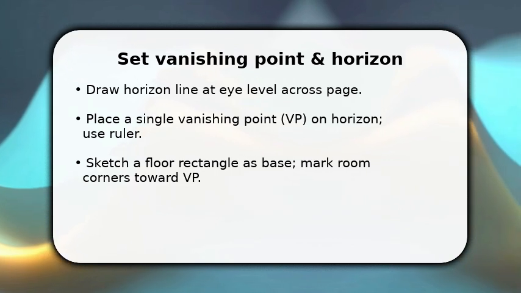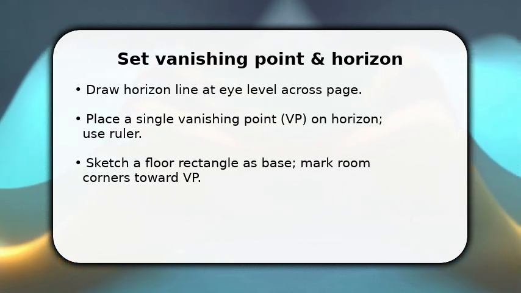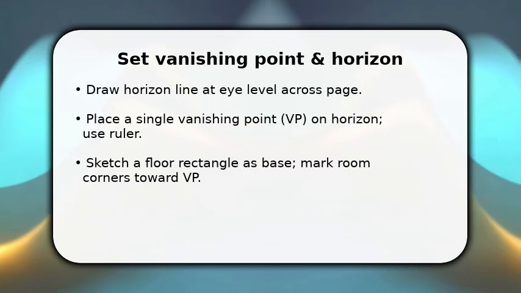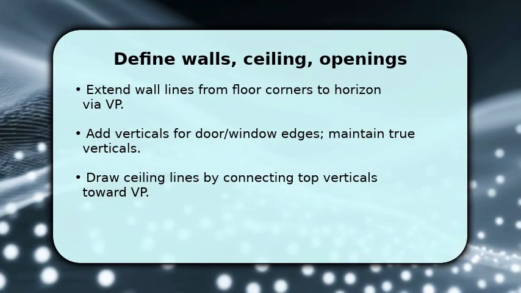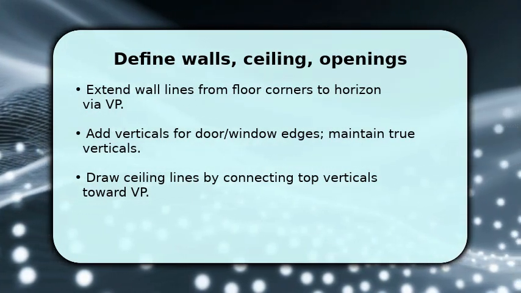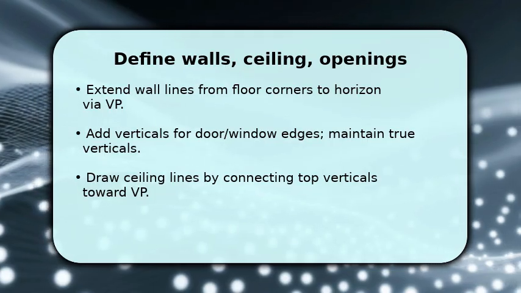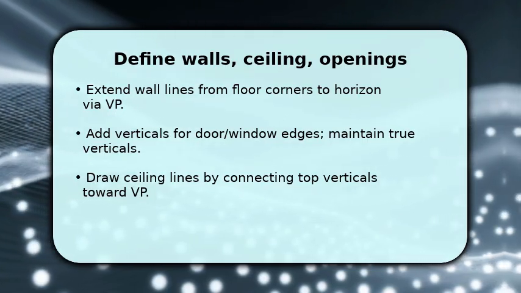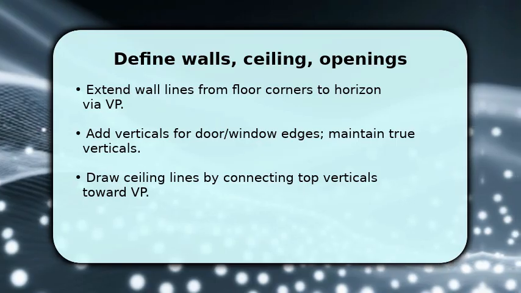Now develop the room shell by turning those perspective guides into walls and ceiling. Draw the wall planes by extending the floor to VP lines upward and place vertical lines where corners, doors, and windows will sit. Keep those verticals straight to preserve realism.